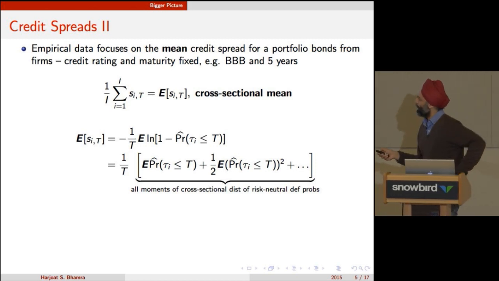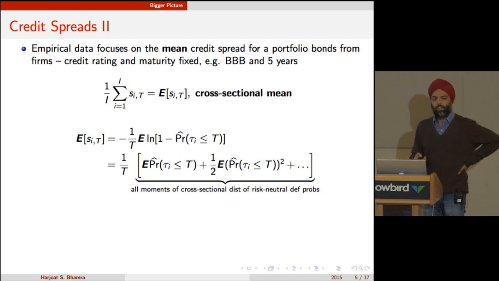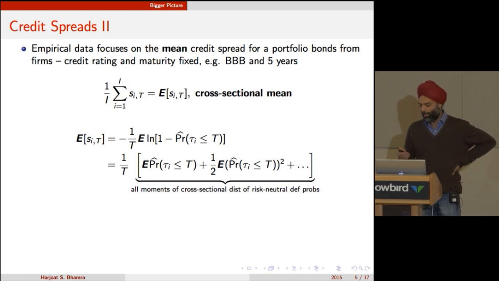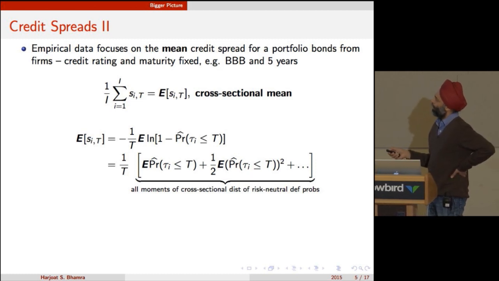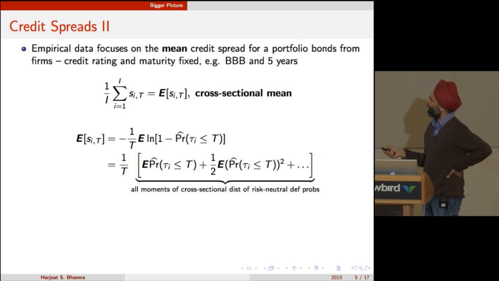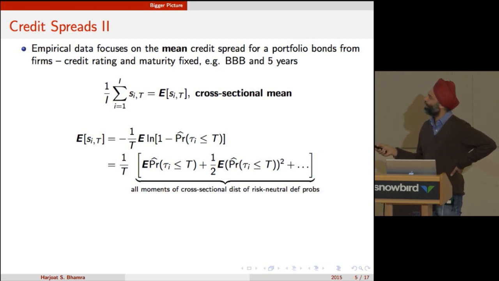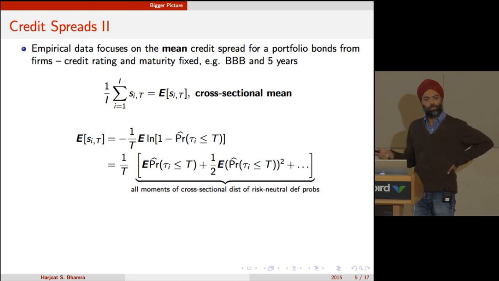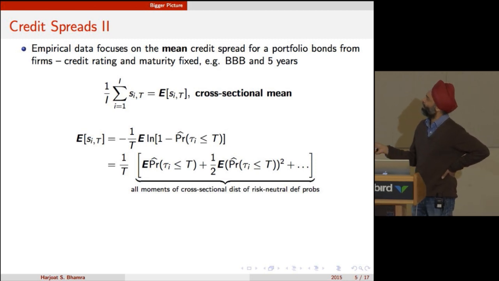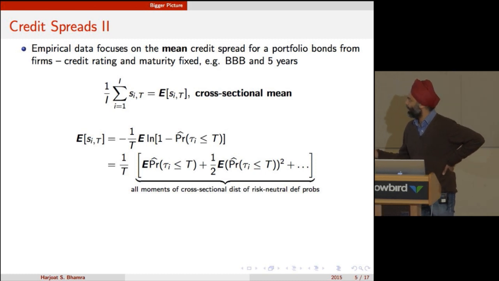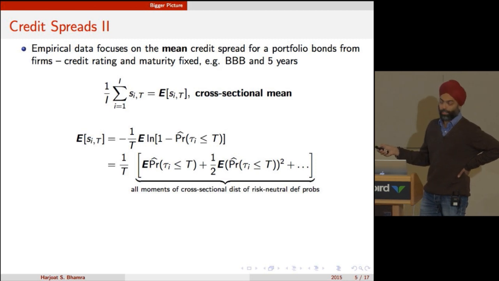So we know what the spread looks like for a single bond, and we can then compute this cross-sectional average. It's basically the cross-sectional average of the log of 1 minus the risk-neutral default probability. That's quite nice because the log of 1 minus x has a very simple expansion, which is valid when the absolute value of x is less than 1. And luckily, risk-neutral probabilities are less than 1. So you can write down a series expansion which converges.